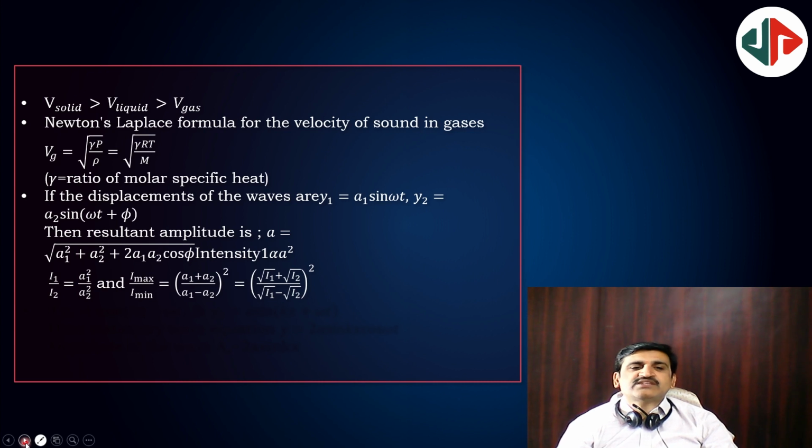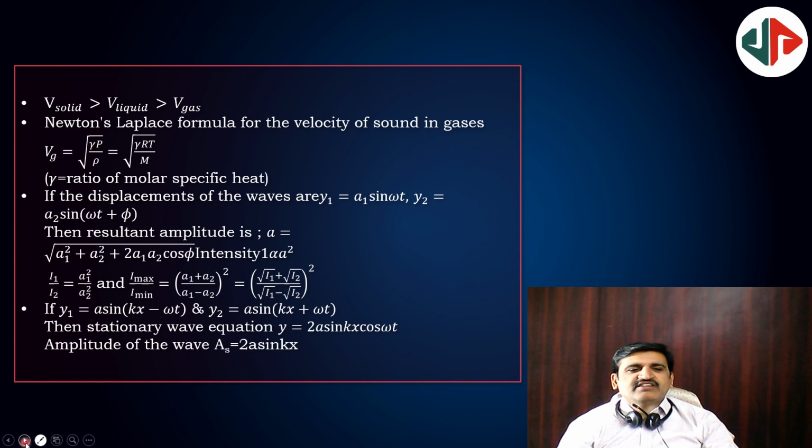If the displacement of the waves are y1 equal to a1 sin omega t, y2 equal to a2 sin (omega t plus or minus phi), then the resultant amplitude is a equal to square root of a1 square plus a2 square plus 2 a1 a2 cos phi. Intensity is always proportional to amplitude square. I1 by I2 equal to a1 square by a2 square. I maximum by I minimum when they are superimposed is (a1 plus a2) by (a1 minus a2) whole square, or (root I1 plus root I2) by (root I1 minus root I2) whole square is the intensity ratio.